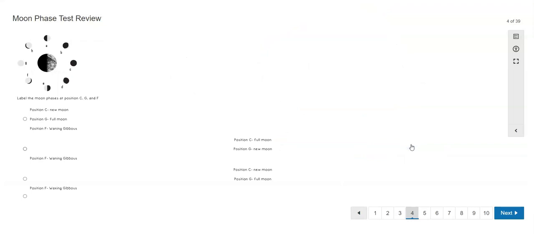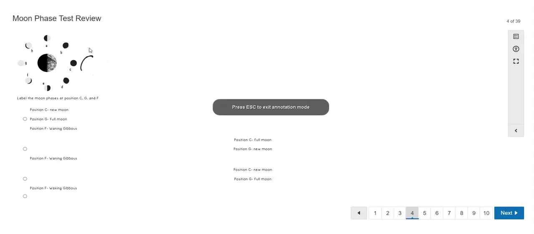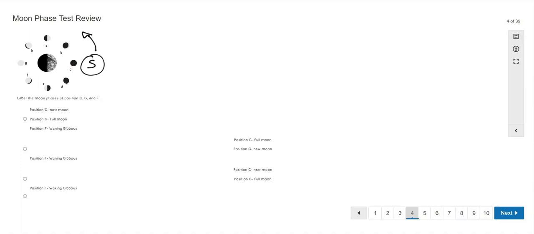Okay, so this one says label position C, G, and F. So first we're going to put the sun in the correct place, and I know that the sun is here because the new moon always goes between the sun and the earth, and then we go counterclockwise. So I'm going to label my moon phases. I have the new moon, waxing crescent, first quarter, waxing gibbous, full moon, waning gibbous, third quarter, waning crescent.